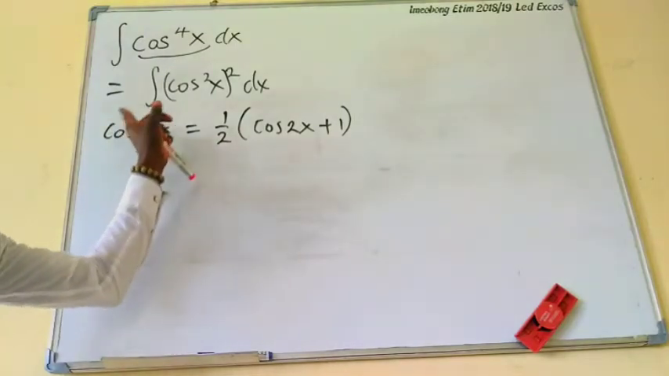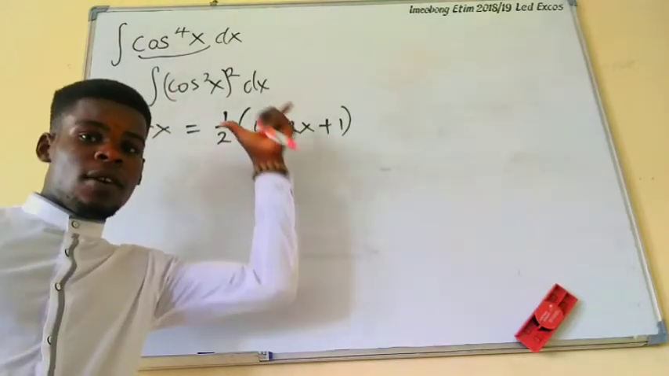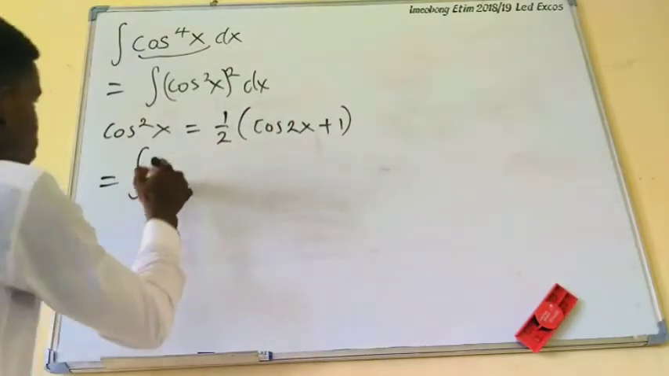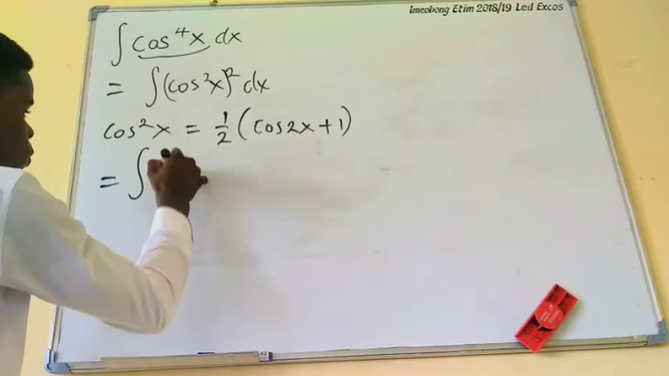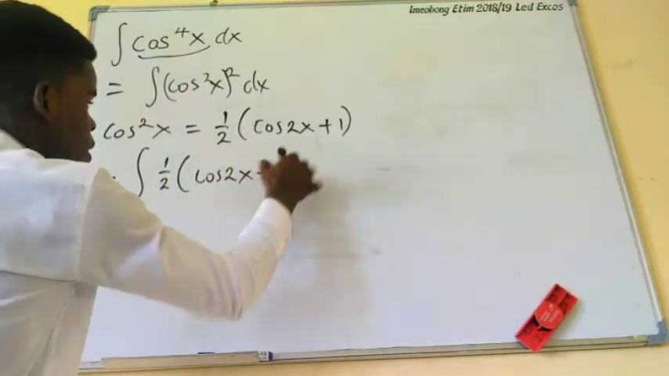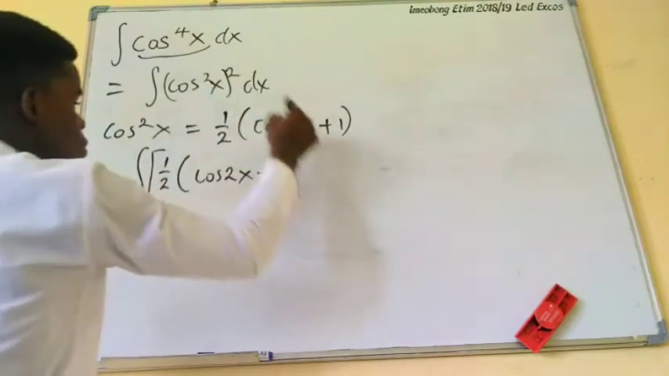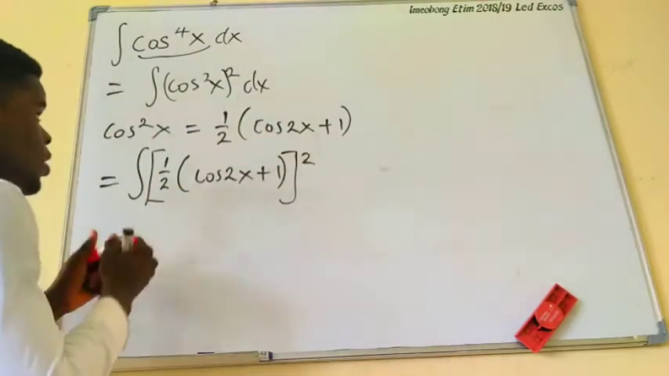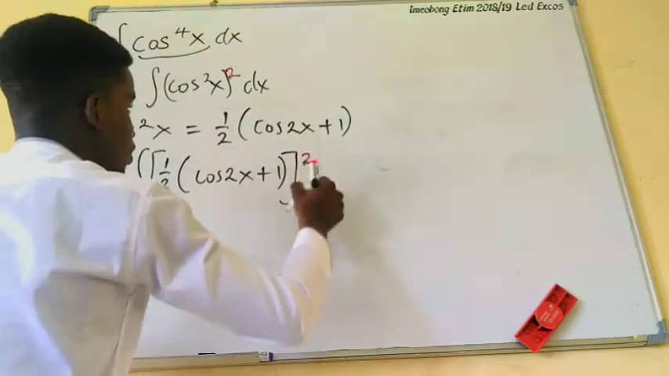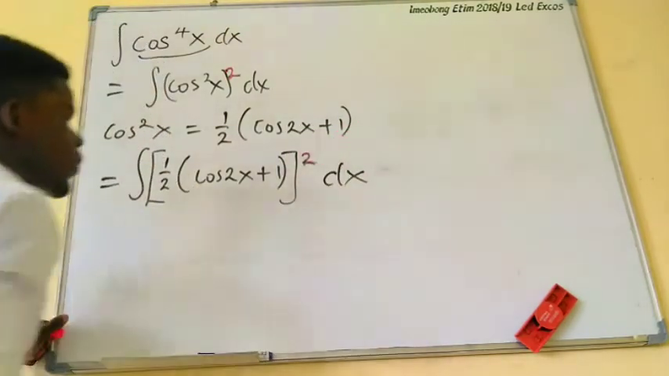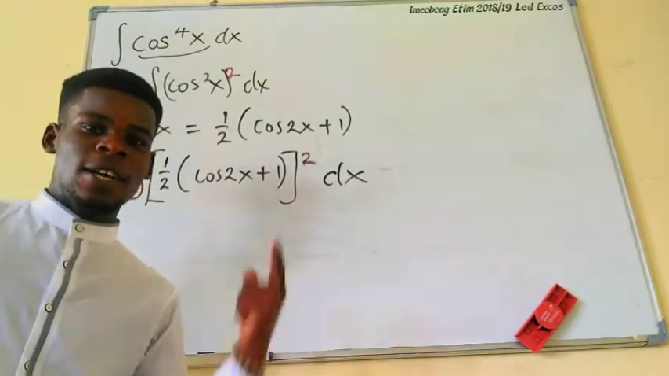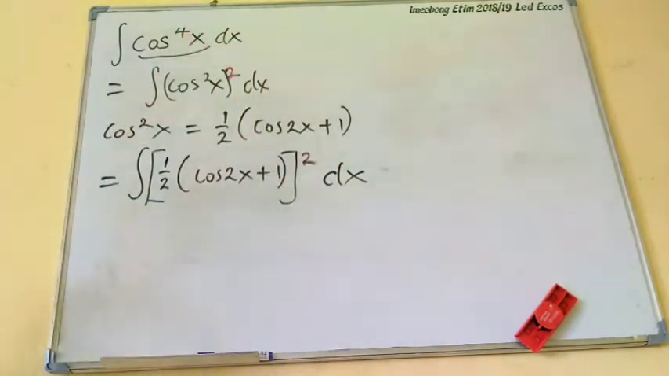So in place of cosine squared x, I'm just going to plug in this right there and I'll raise it to power 2, like this. This is going to become the integral of 1 over 2, then cosine of 2x plus 1, then I now raise everybody to power 2. Right? Okay, so now put down the dx. So we've just made a substitution to make our work a little bit easier so that we'll be able to have the antiderivative we're looking for.